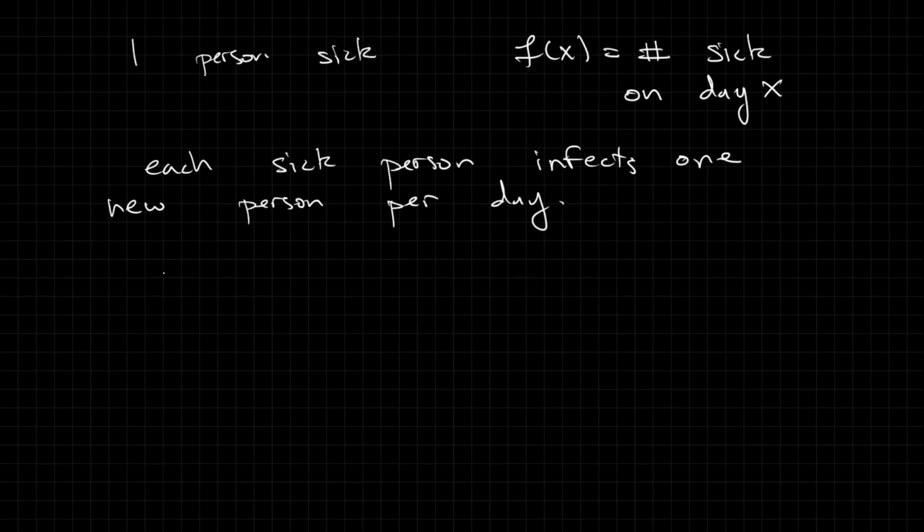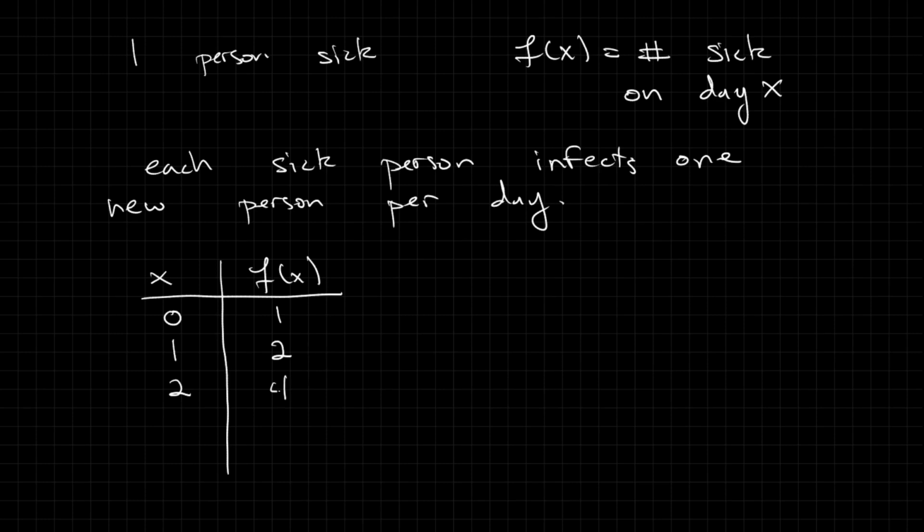Let's go ahead and make a table and see if we can identify any pattern with the number of sick people. So on day 0, when x is 0, there will be 1 sick person. What about on day 1? Well, there was 1 sick person the previous day, and they infected another person. So now there's 2 sick people. Okay, what about on day 2? Well, on the previous day, there were 2 sick people. So each one of those sick people will infect a new person. So that means that there will be 4.